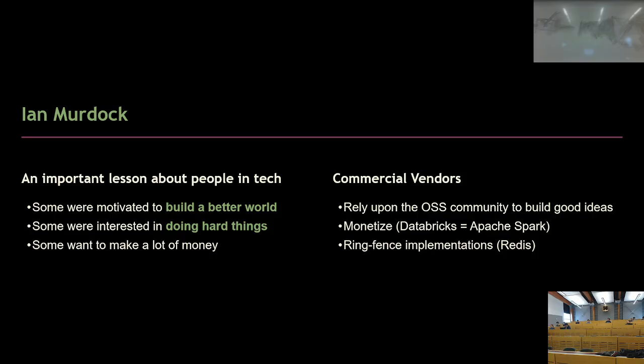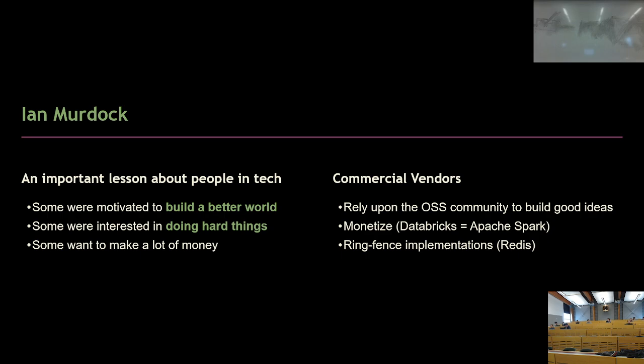This is a common pattern, especially in open source, that what we see is the commercial vendors actually rely upon the open source community to build good ideas. Why pay to do your own research when you can let the OSS community filter through things and give you things like Apache Lucene, which is the basis of Amazon's Elasticsearch. And a lot of people use Elasticsearch, but it's based on Apache Lucene.